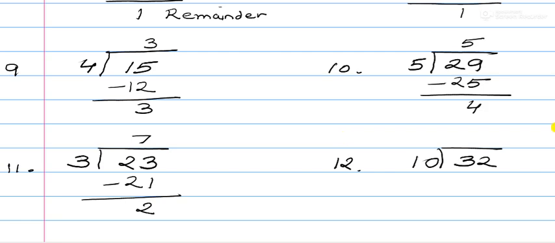Same way, let's do the last sum. 10 times 1 is 10, 10 times 2 is 20, 10 times 3 is 30. We write 3 on the top minus 30. Now 32 minus 30 is 2. 2 is the remainder for this one.